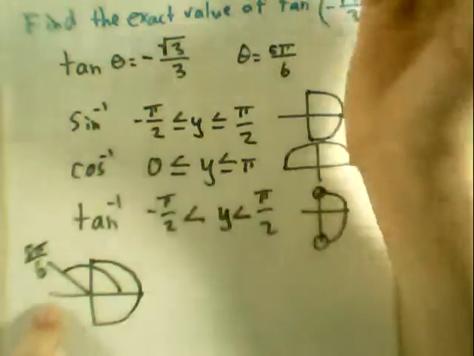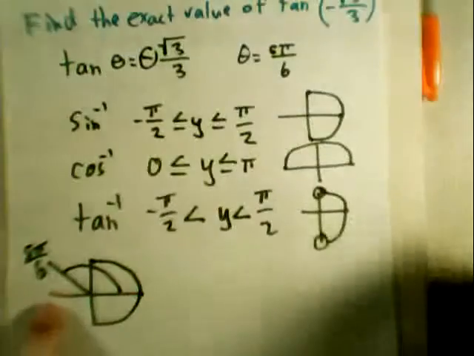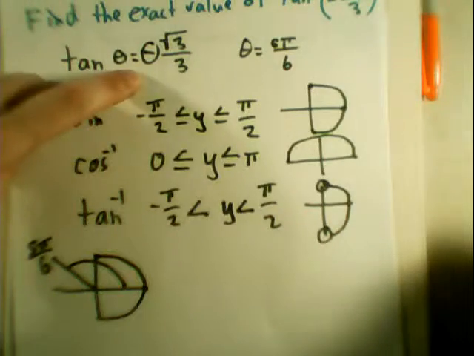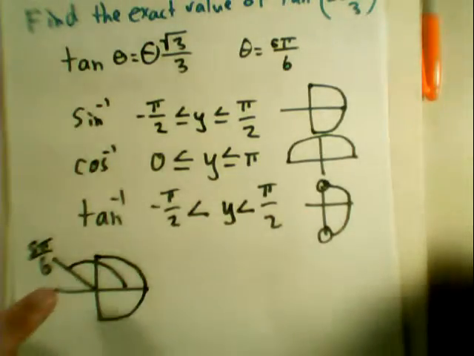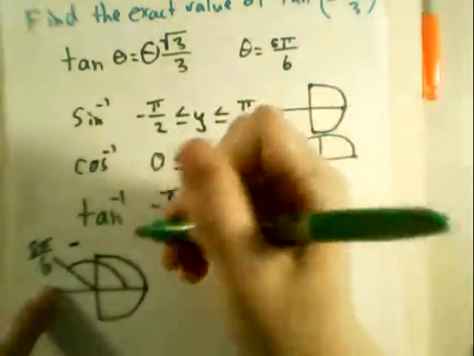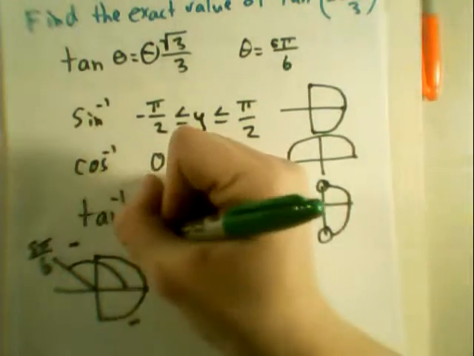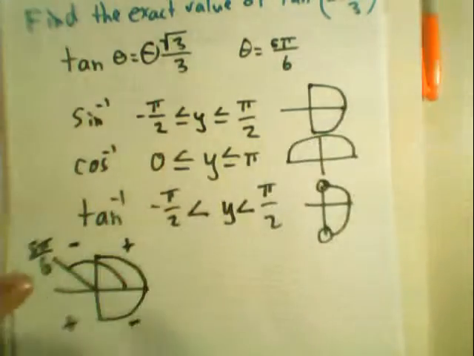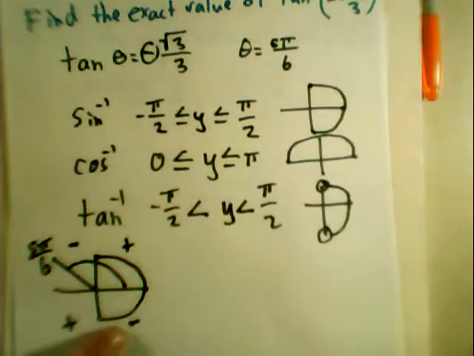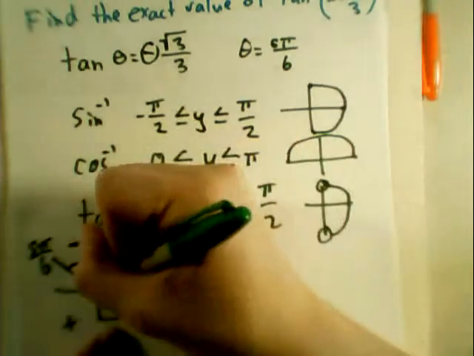So to do that, we have to think of tangent's sign. Since tangent's negative, we have to keep it negative. So tangent is negative in this quadrant, negative in this quadrant, positive here, and positive here. So since we have a negative sign, we got to flip it over to where it's negative. So it's going to be over here.